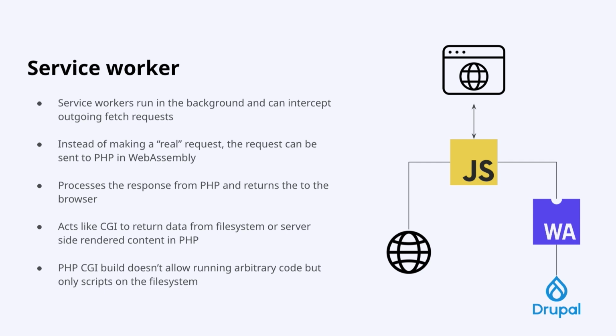So it will take that, send it to index.php basically, or any other script file, return that value, and send it back, which is just what PHP FPM basically does with Apache or Nginx. So the service worker is acting like the CGI that will render PHP and serve those requests.